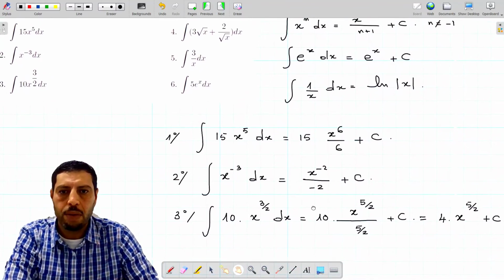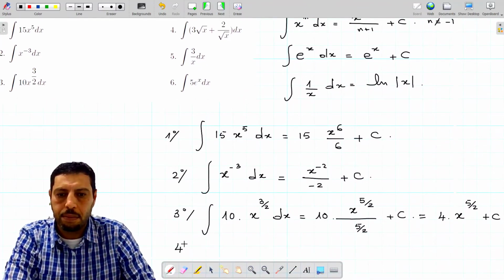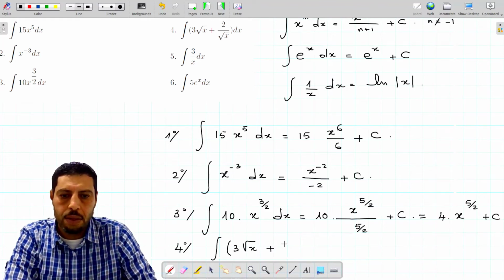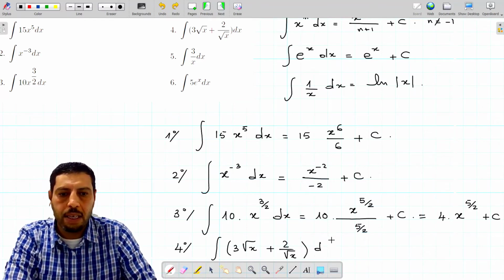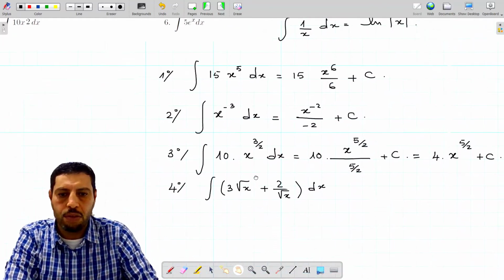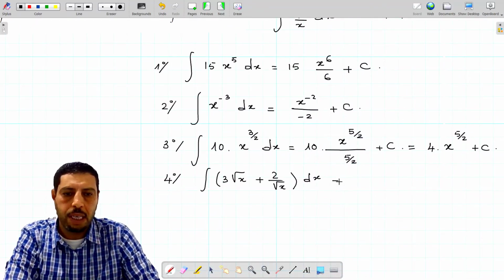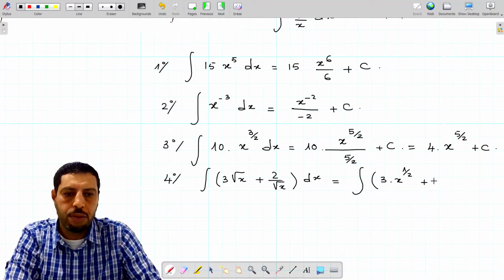For the fourth one, we have the integral of 3 square root of x plus 2 over square root of x dx. And to compute this integral, we need to write the square roots as powers to be able to apply the power rule. So let's write it as a power. It's the integral of 3 times x to the power of half plus 2 times x to the power of -half, since the square root is in the denominator.